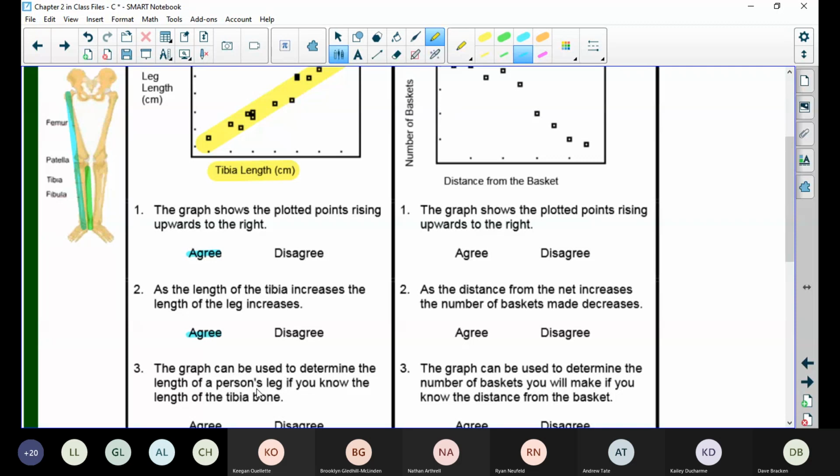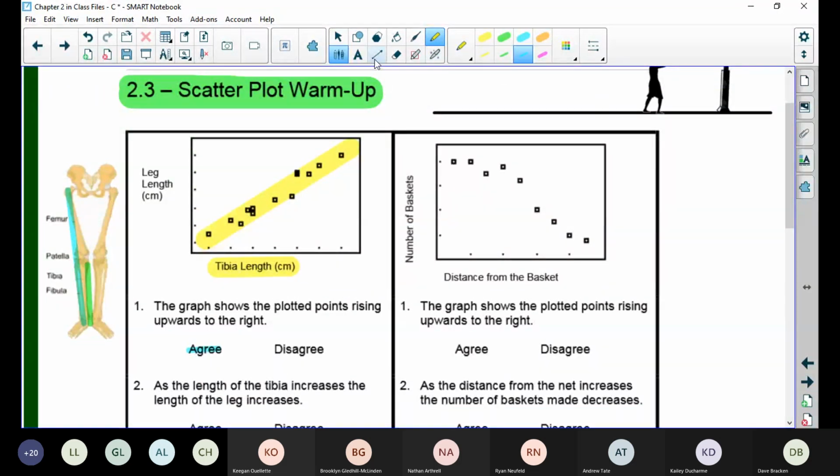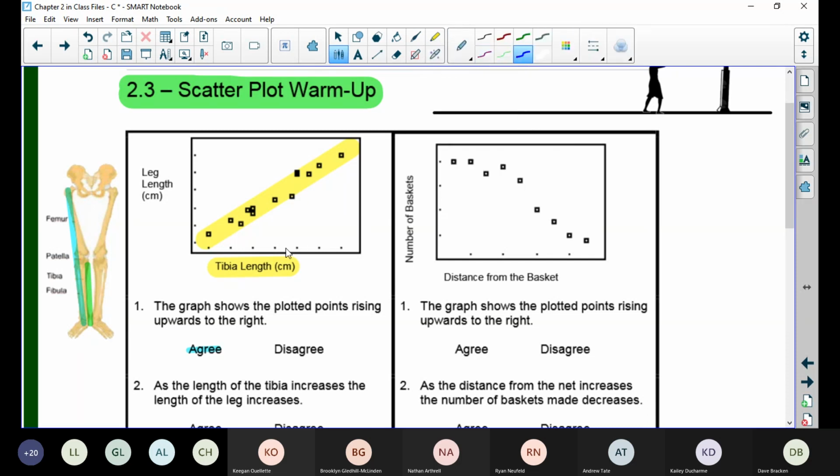Could you use this graph to determine the person's leg length if you knew the tibia? And that's what we're going to get to, but the answer is yes. Let's say a new student came into our class. Let's say these were all of our measurements in the class, and we had a new student come in, and we said, hey, how big's your tibia? And this person said, well, I just measured it this morning, believe it or not, and it's right here, whatever that number is, maybe 24, 25, 28, whatever.